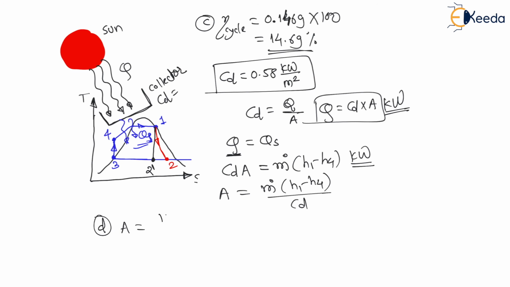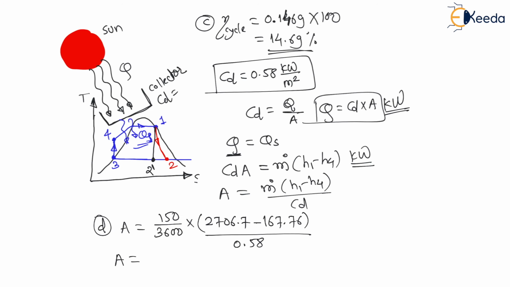Area is equal to mass flow rate, 150 divided by 3600, into H1, which we have calculated as 2706.7, minus H4, which is also calculated as 167.76, divided by the collector density they have provided, 0.58. Now from this, whatever area you get will be in meter square. Therefore, my dear students, the answer for this question is that the collector area required is 182.4 meter square, and this is your fourth answer.